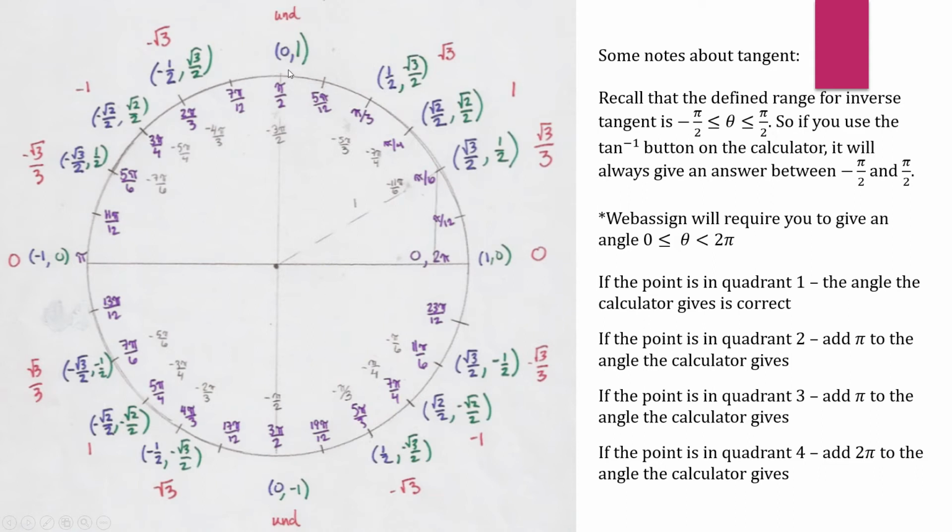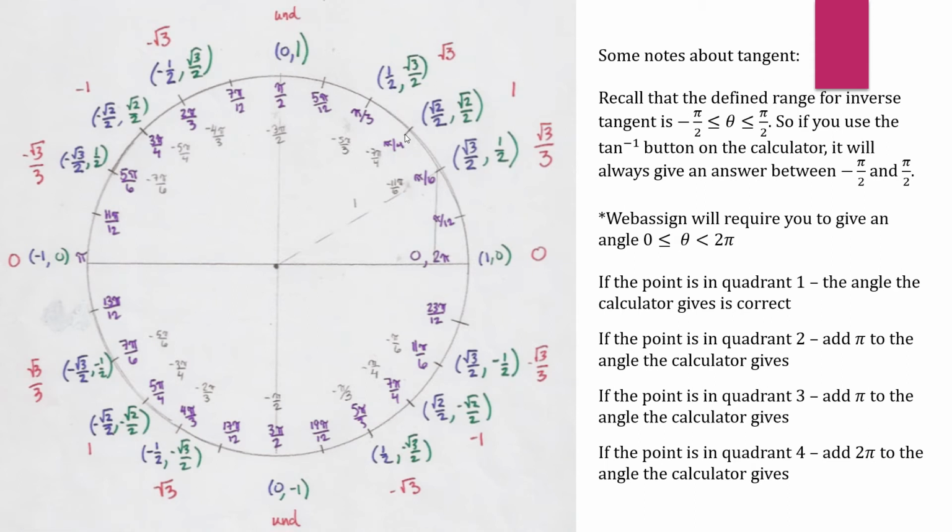Well, that's not always the angle you want for these problems. Particularly if you're doing your assignment on WebAssign, it's going to require that you give an angle between 0 and 2 pi. Okay, so if the point you're working with is in quadrant 1, the angle that your calculator gives you is the correct angle.